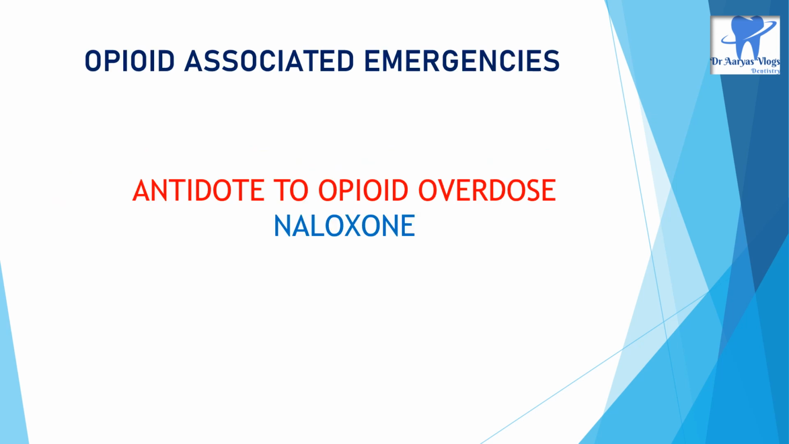Coming to the last one, that is opioid-associated life-threatening emergencies. Scene assessment is an important tool to identify whether opioids may be involved in a life-threatening emergency. What are the signs of opioid overdose? Slow, shallow or no breathing, choking or gurgling sounds, drowsiness or loss of consciousness, small constricted pupils, blue skin, lips or nails. So the antidote to opioid overdose is naloxone.